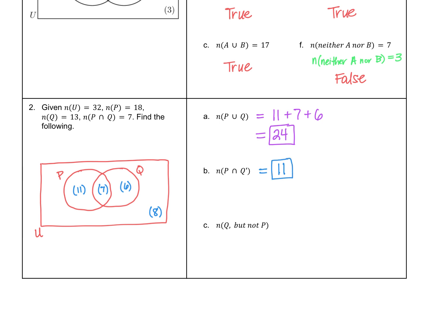All right. If I look at C, I want to find the number of elements that are in Q but not in P. So the number of elements that are in Q and not P, this is going to be 6. Because I have 6 elements in Q that are also not in P.